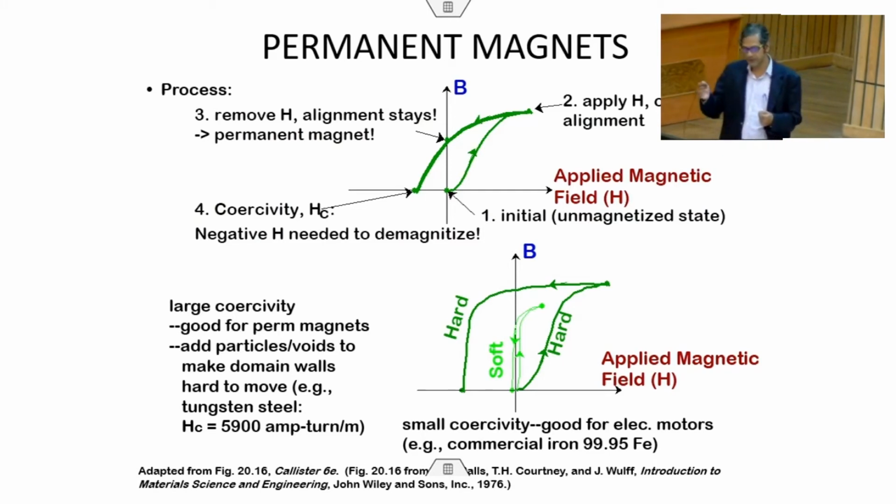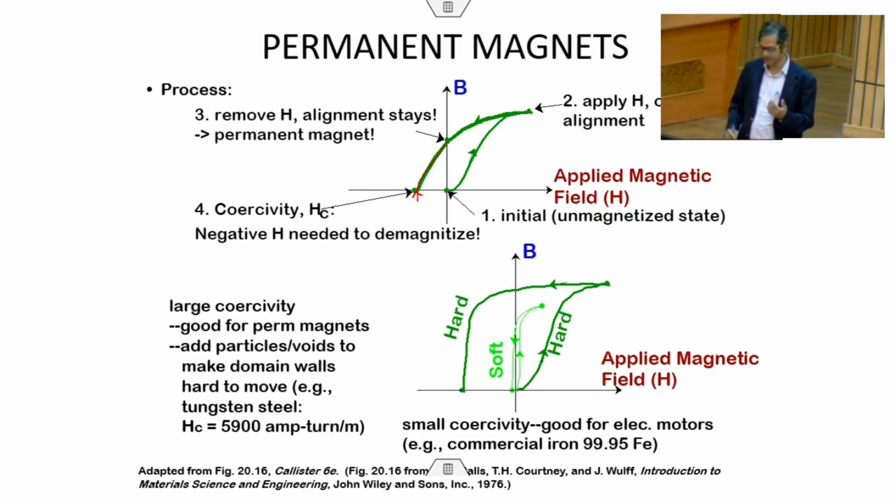Now, if you keep on doing the same thing, you go in the negative direction, where H becomes negative. You need a certain value of negative magnetic field to make the magnetization 0, that is, B is 0. So, B is 0 at a certain value of H. That is what is known as coercivity. So, negative H is needed to demagnetize.